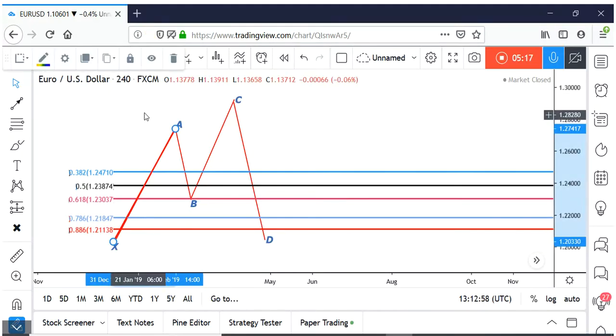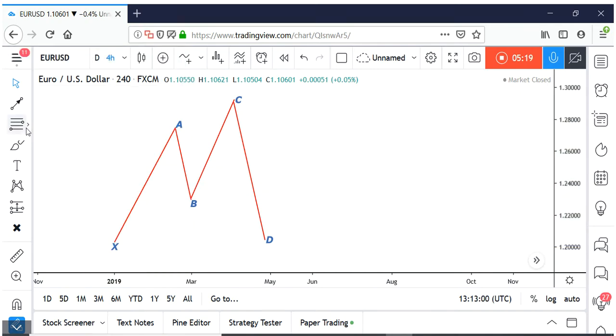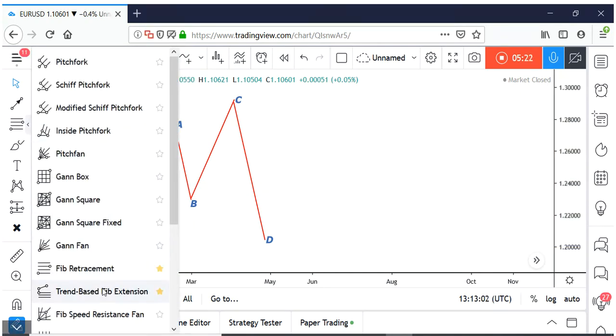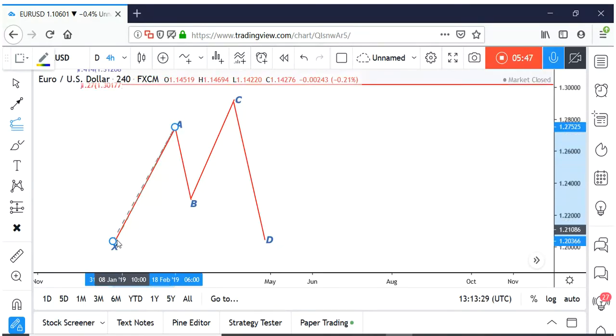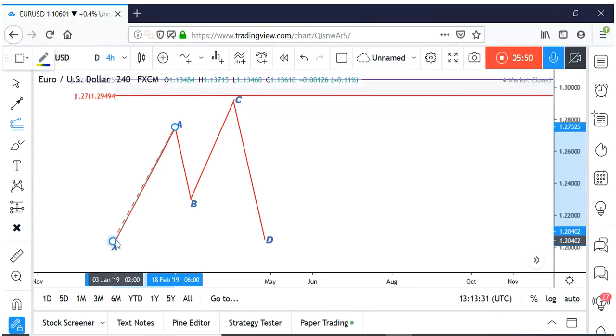Now we'll go back to the tools. We need the fib extension, not the retracement, but the fib extension. To get the C, we'll measure from X to A and back to X, and then you drop it.